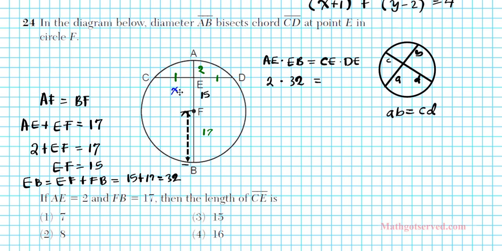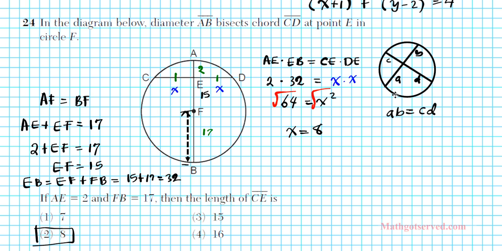Now, CE and DE are congruent. If CE is x, then DE must be x also. What I'm trying to do is set up an equation that I can solve using algebra. So CE is x times DE, which is x also. So we have the equation 64 is equal to x squared. Do you see what the answer is? To isolate x, which is the measure of CE, we take the square root of both sides, and then x is equal to 8. So our answer is option number 2.